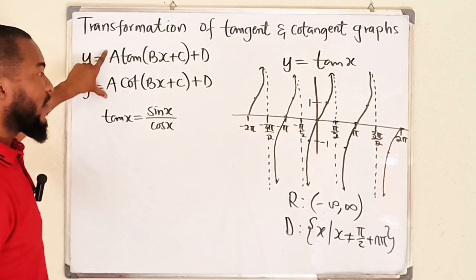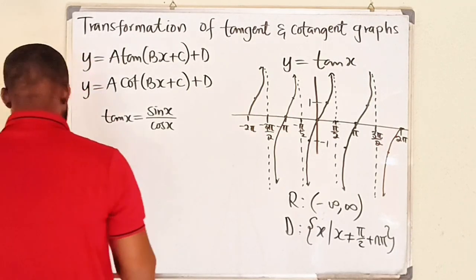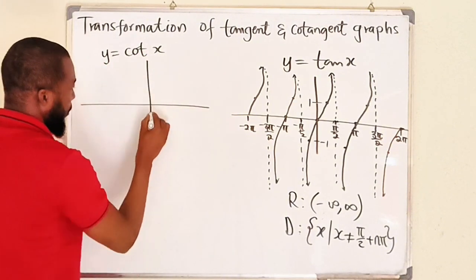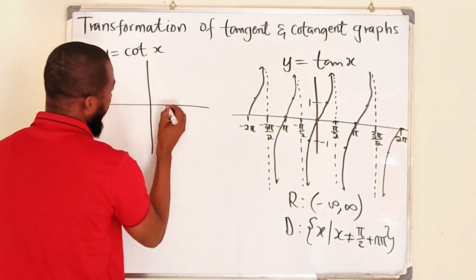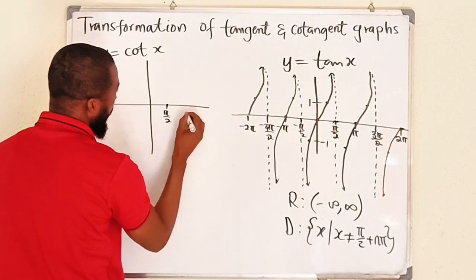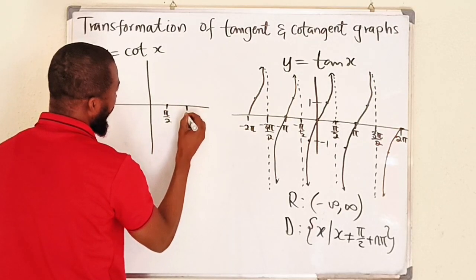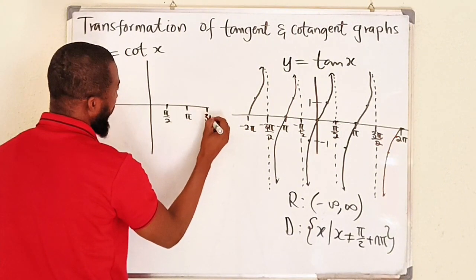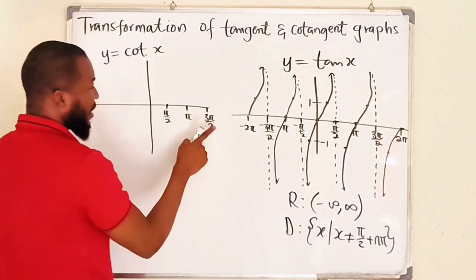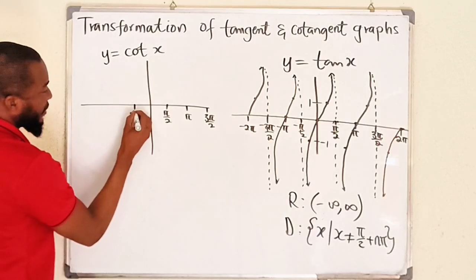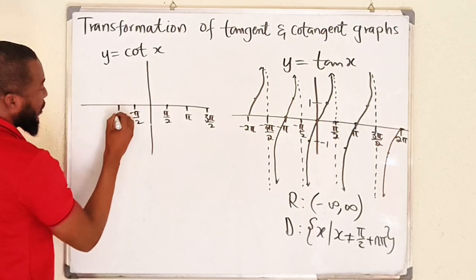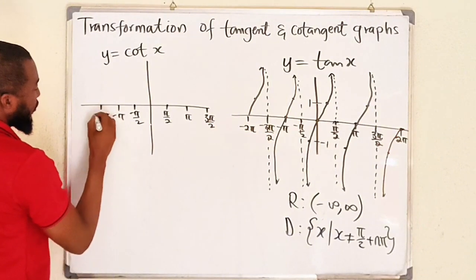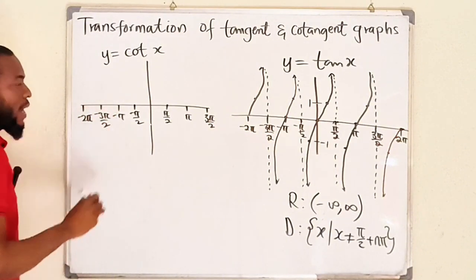I have explained this already, so I think I can take it down. We have pi over 2. We have 2 pi over 2, which is simply pi. We have 3 pi over 2. I think I'm going to stop here. To the left, we have negative pi over 2, negative pi, negative 3 pi over 2, negative 2 pi.